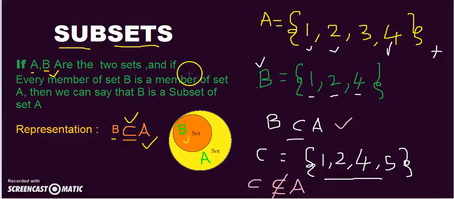This is about subsets. Very simple. So when you have a set A and when you have a set B, and all the elements of set B exist in set A, then we can say that B is a subset of A.